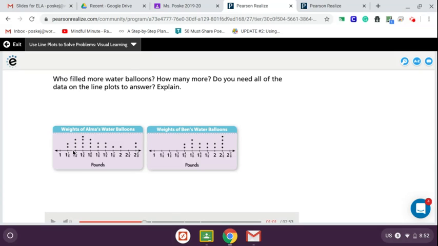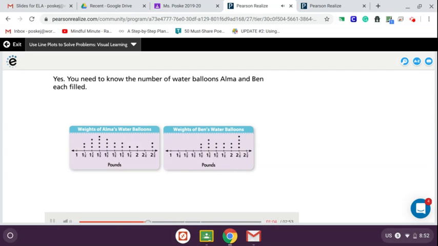All right. So, we have these two tables, and we know that Alma made more. She filled more because there's 20 and Ben has 15. Okay, 5 more than 15 is 20. So 15 plus 5 is 20. So Alma made 5 more water balloons than Ben. That's how you would explain that. Yes, you need to know the number of water balloons Alma and Ben each filled.